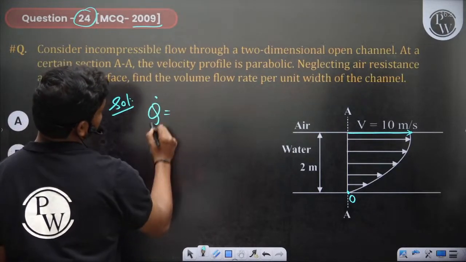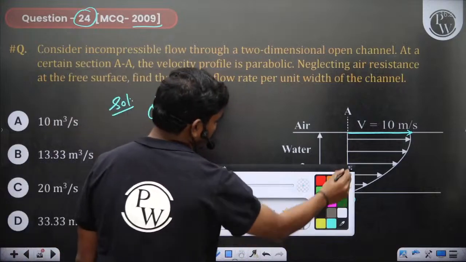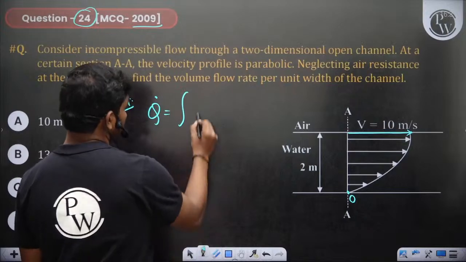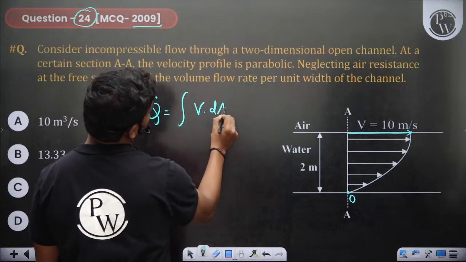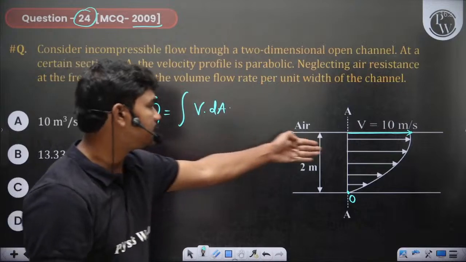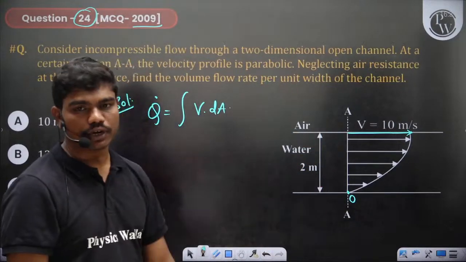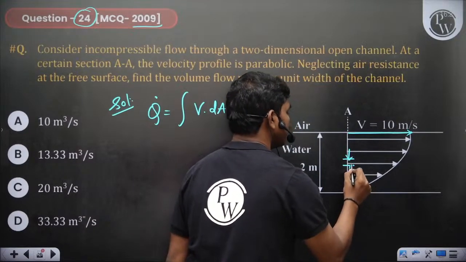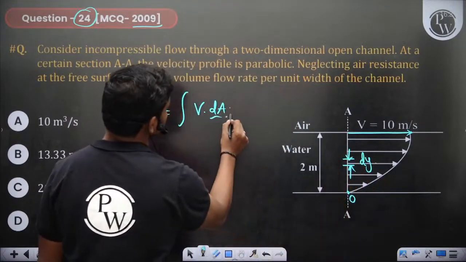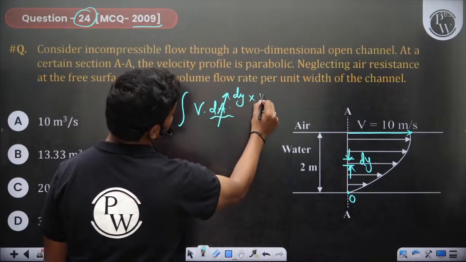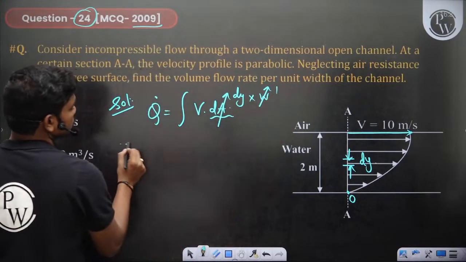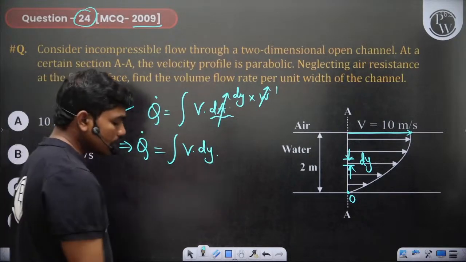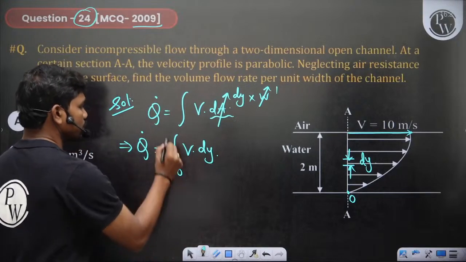Volume flow rate is equal to integral rho V, density is not there, okay, because volume flow rate, V times dA. Okay, so V times dA because the area is perpendicular to this section and width of the channel is 1 unit. So this dA can be written as, if you take a small elemental length of height dy, then dA can be written as dy into width, and this width is 1 unit again. So the total discharge flowing is integral V dy, and y is changing from 0 to 2 meters.